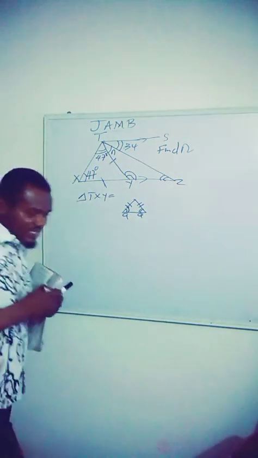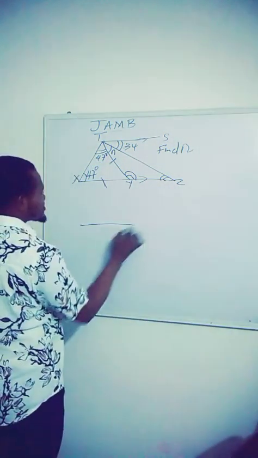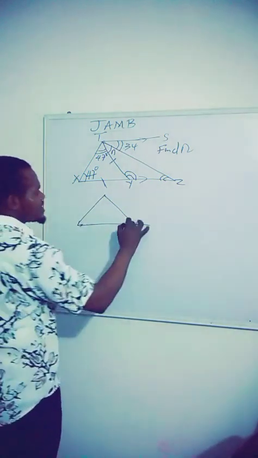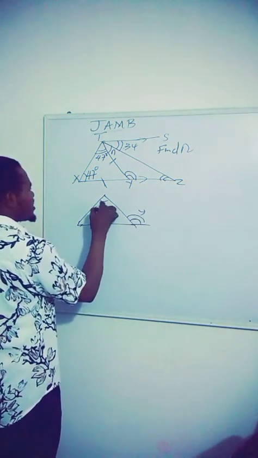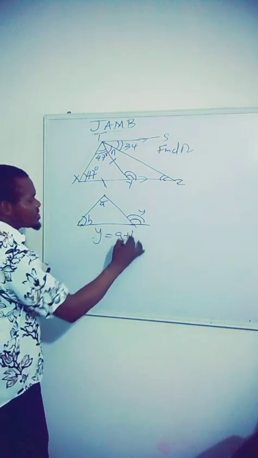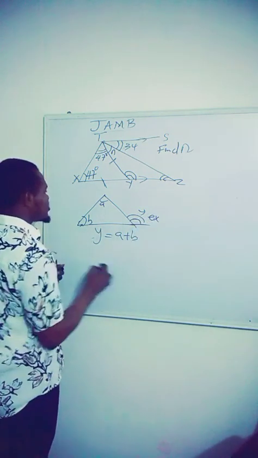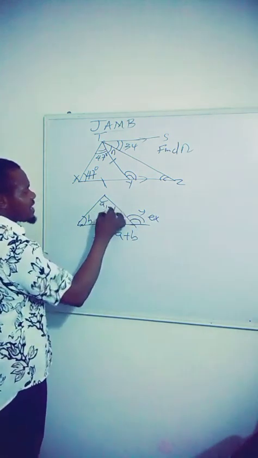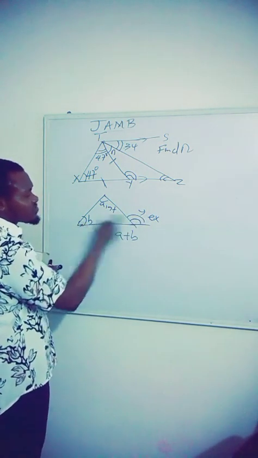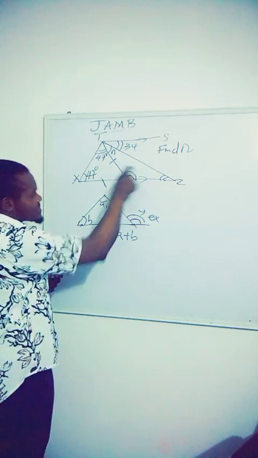Now, there is a theorem that says that one interior angle, if you have something like this, this place, if here is Y, here is A, here is B. So we are saying that Y equals A plus B is a theorem. This is exterior, while this is interior. Now, are you seeing now? So the theorem says that one exterior angle is equal to the summation of the two opposite interior angles to that exterior angle. So we are going to apply the same thing here.